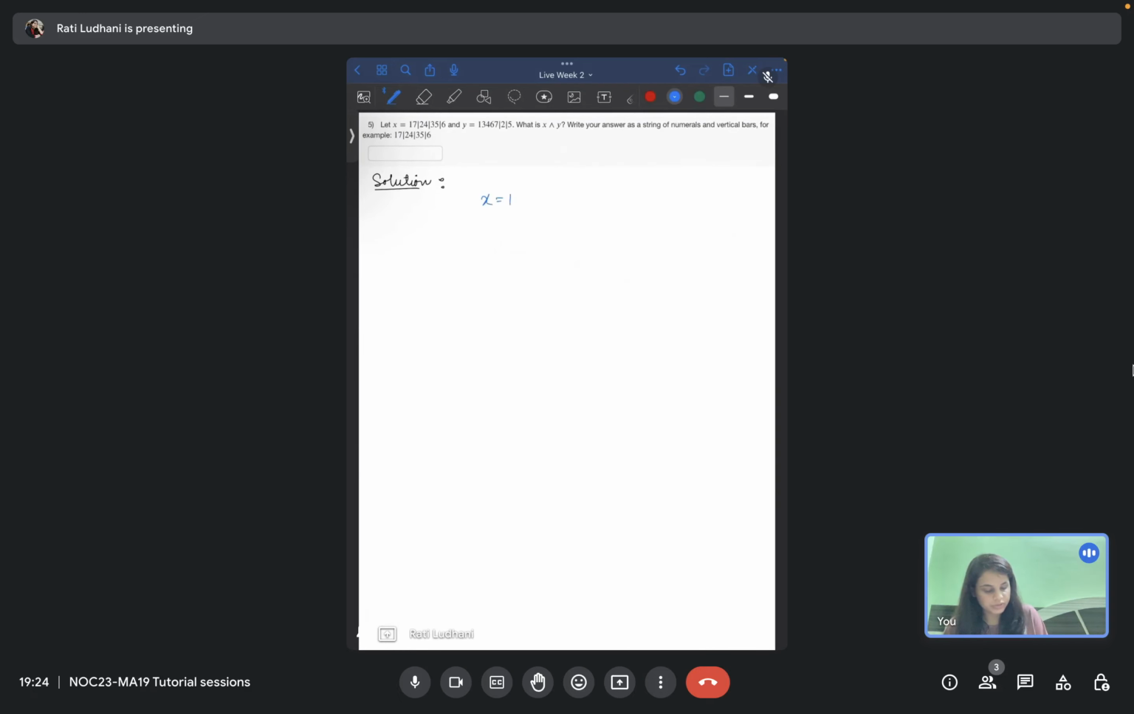X is equal to 1, 7, 2, 4, 3, 5, 6. So we are in the partitions of set 7, like this, the partitions of this set. Okay, so x is this and y is equal to 1, 3, 4, 6, 7, 2 and 5. These are these two things. Can you tell me what will be the meet?